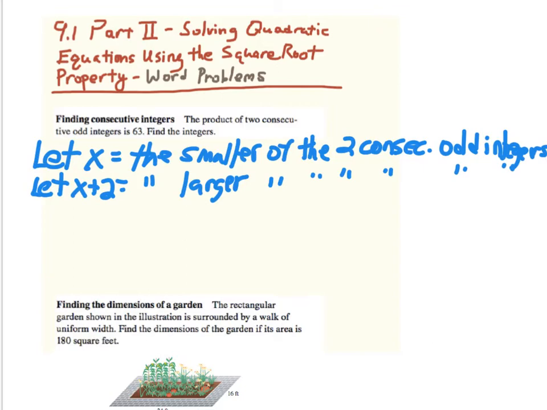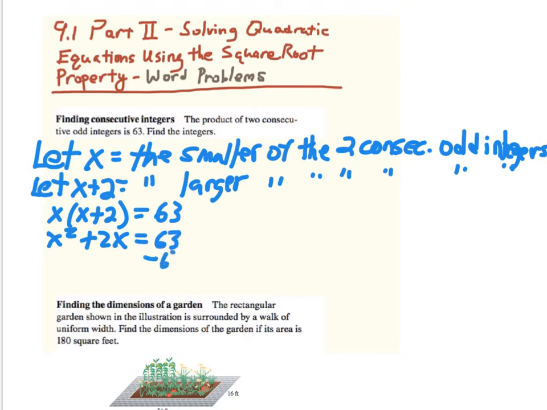So it says the product of the two consecutive odd integers is 63, so this is x times x plus 2, that's the product of the two expressions, equals 63. Now we're not going to be able to use the square root method because we don't have a trinomial square on the left side, so we're just going to have to use good old factoring after I put things back together. That's x squared plus 2x equals 63. Then I'll subtract 63 from both sides, and I'll have x squared plus 2x minus 63 equals 0.